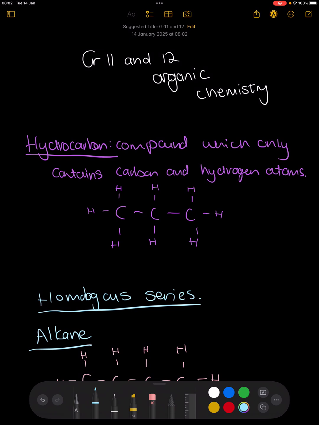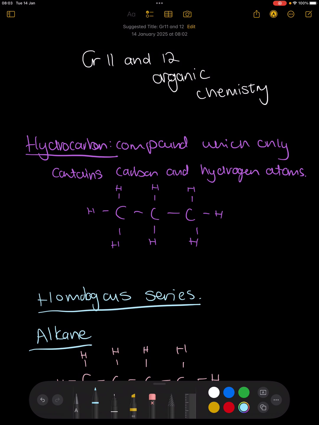So basically organic chemistry is chemistry that's made up of all the things around us, and they contain hydrocarbons. A hydrocarbon is a compound which only contains carbon and hydrogen atoms. So there's an example there at the bottom. I'm sure you've seen it. It looks like a little train. You've got your carbons and then your hydrogens bonded around it.